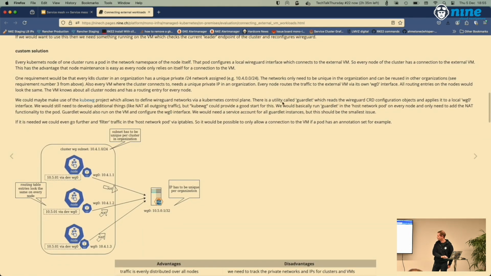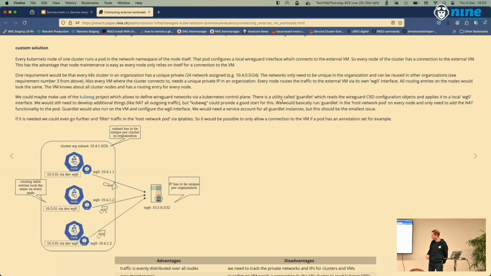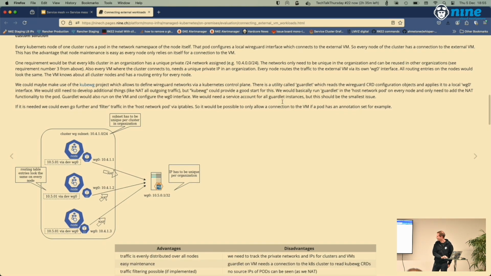Based on that, ideas for custom solutions, also based on WireGuard. I don't know what that was. It wasn't chosen.